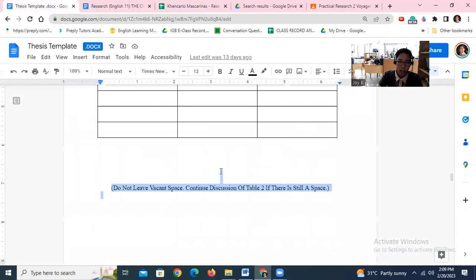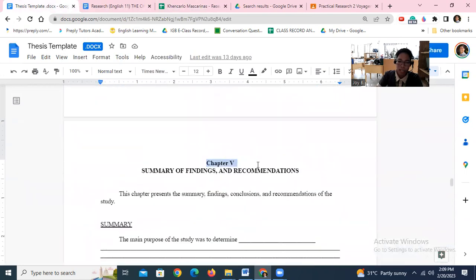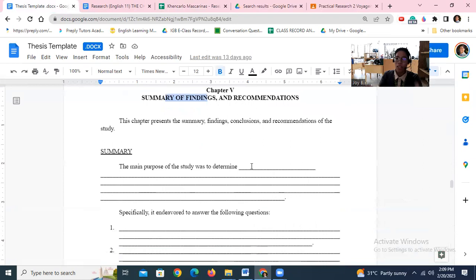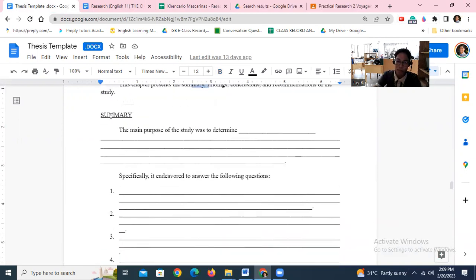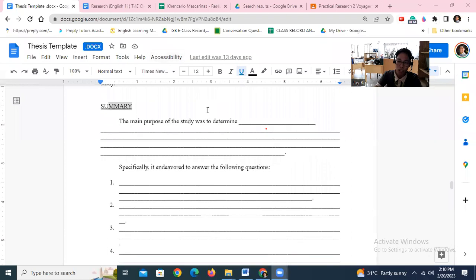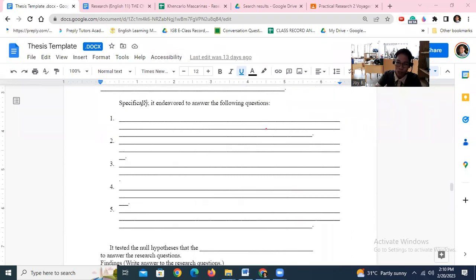Okay, nakuha? So after na-interpret is we have here the chapter 5, summary of findings and recommendations. So since you have the data already, you can answer the questions from research question number 1, 2, and 3. So anong gagawin dito? This chapter presents the summary, findings, and conclusions, and recommendations of the study. So you will create the summary here. The main purpose of this study was to determine, ano yung i-determine? So anong goal ng study mo? So you just explain here. Anong pinaka-main goal? Pagkatapos is isulat mo again dito, ano yung research question mo, yung question number 1, 2, and 3. So just sulat lang agad.